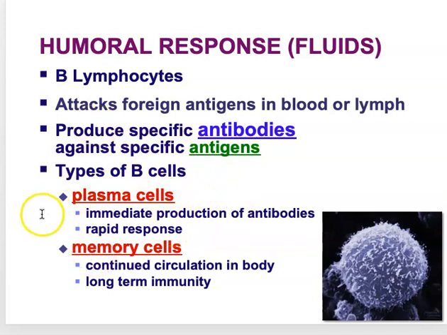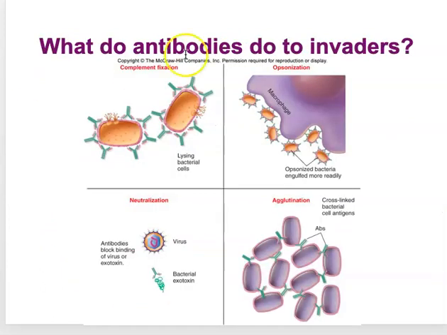So just know that there's two types of B cells: the ones that are already attacking and that attack really fast, and the ones that maintain the memory of that attack. So what are the antibodies that the B cells produce going to do to any invading cells? As you guys already saw with your blood types, these antibodies are going to attach to the antigens of the foreign organism.